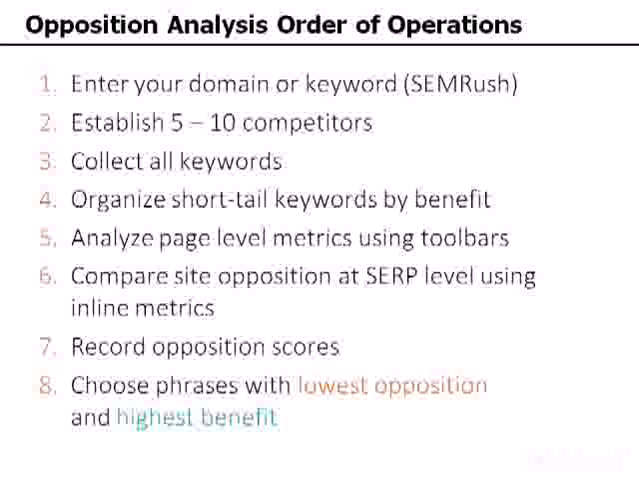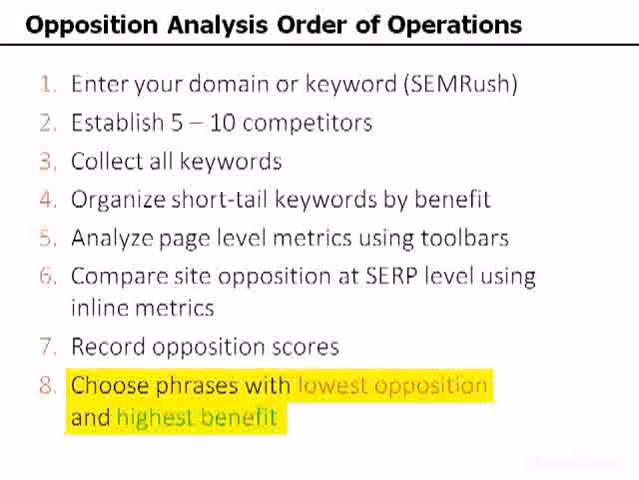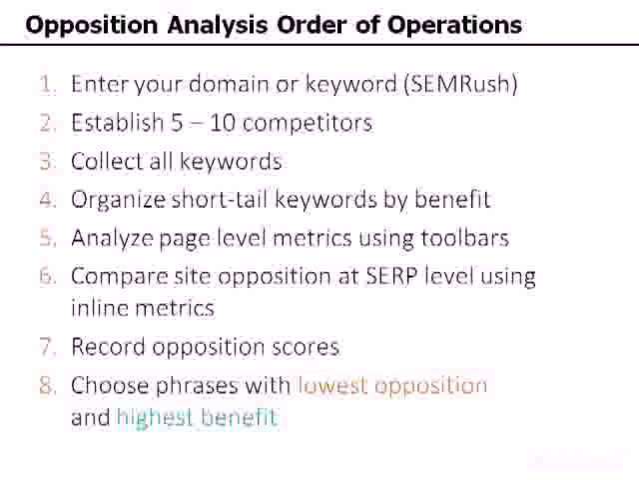We're going to analyze page level metrics using toolbars or the keyword difficulty score. We're going to compare the site opposition at this SERP level using these inline metrics of page authority, domain authority, etc. We're going to record those opposition scores, and we're going to choose the phrases with the lowest opposition and the highest benefit. Those phrases that don't have very powerful authoritative domains ranking for them, that also have some benefit, have some volume, have a little bit of value to them. So let's start with the benefit side of this keyword analysis.